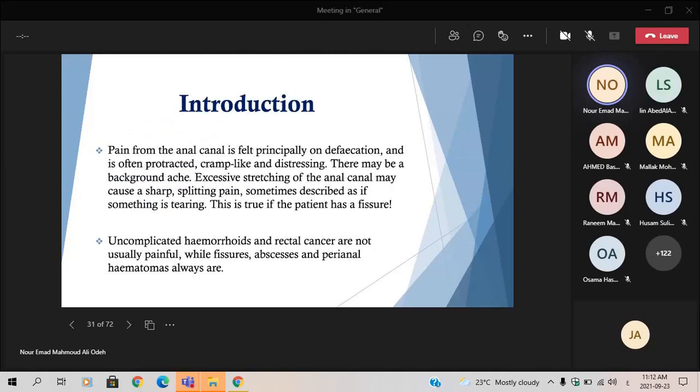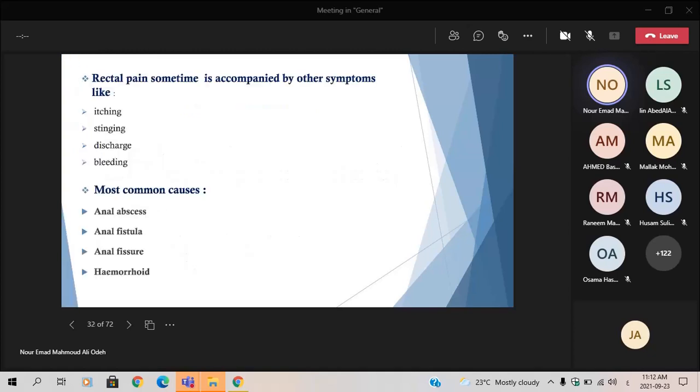First of all, you need to know that anal pain mainly comes with defecation. So we have four main causes of pain. They are anal abscess, anal fistula, anal fissure, and complicated hemorrhoid. And not all hemorrhoids will cause pain.